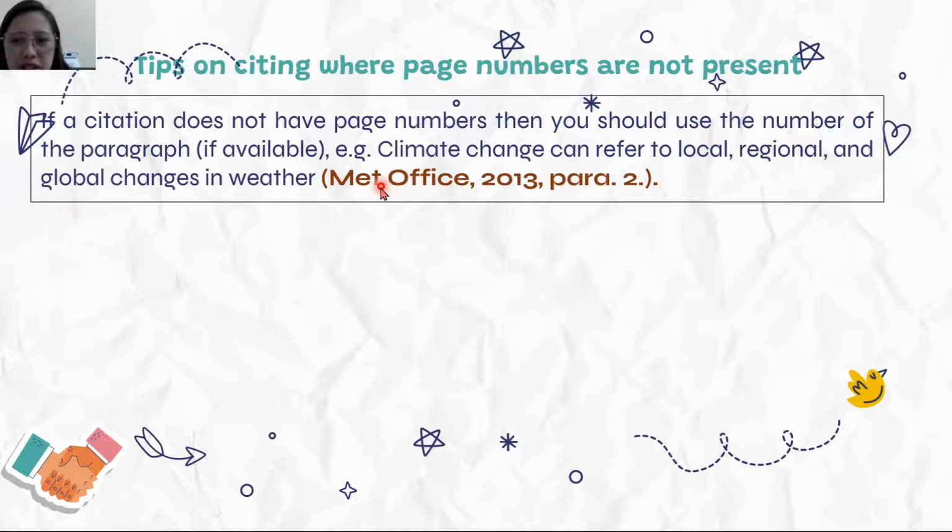So this means the Met Office is not an author but a publisher. Yes, hindi siya author. So this was published in 2013, it may be an article or a journal. So it was published 2013, paragraph 2. So ibig sabihin, this sentence, climate change can refer to local, regional, and global changes in weather, you can find in paragraph 2. This is if the page number is not given, kung hindi niyo siya makita.